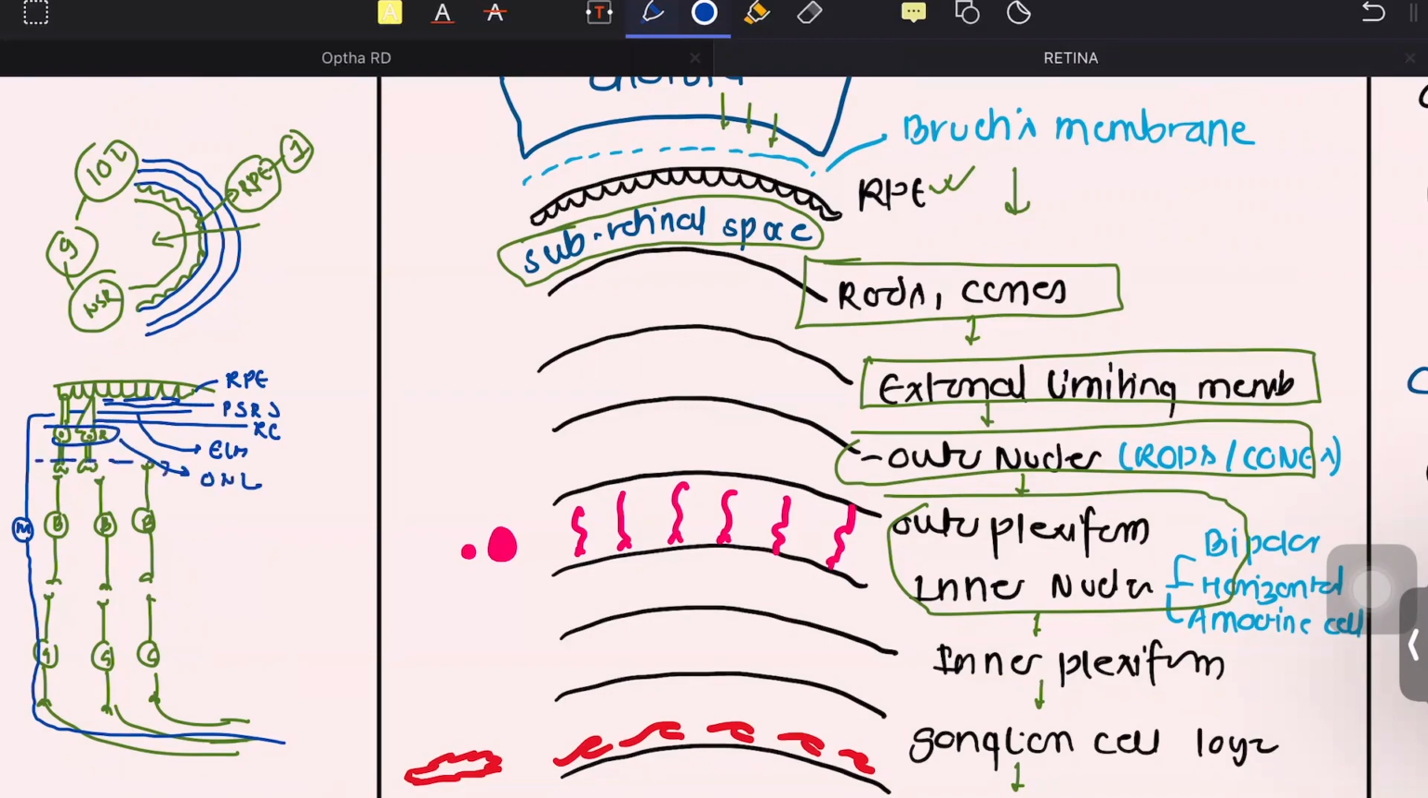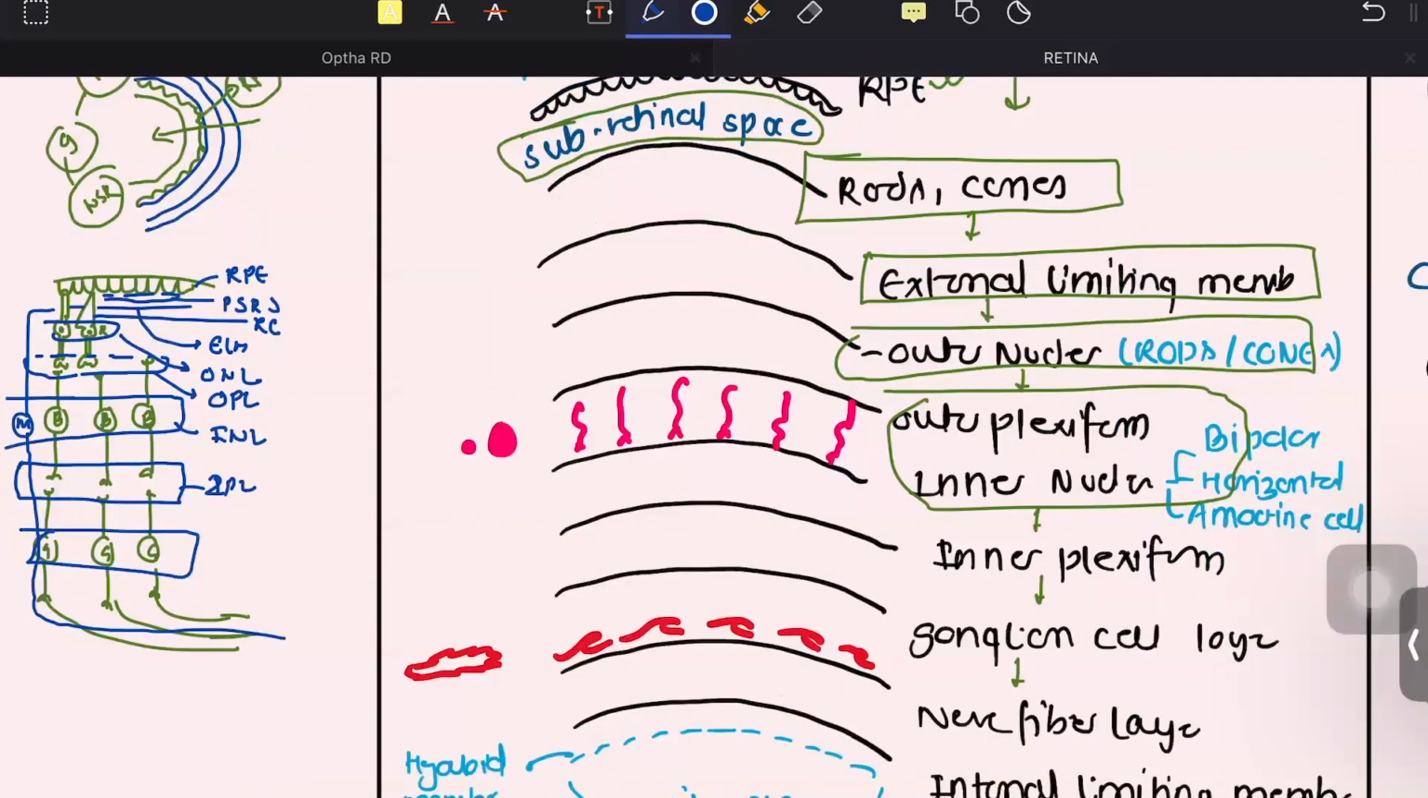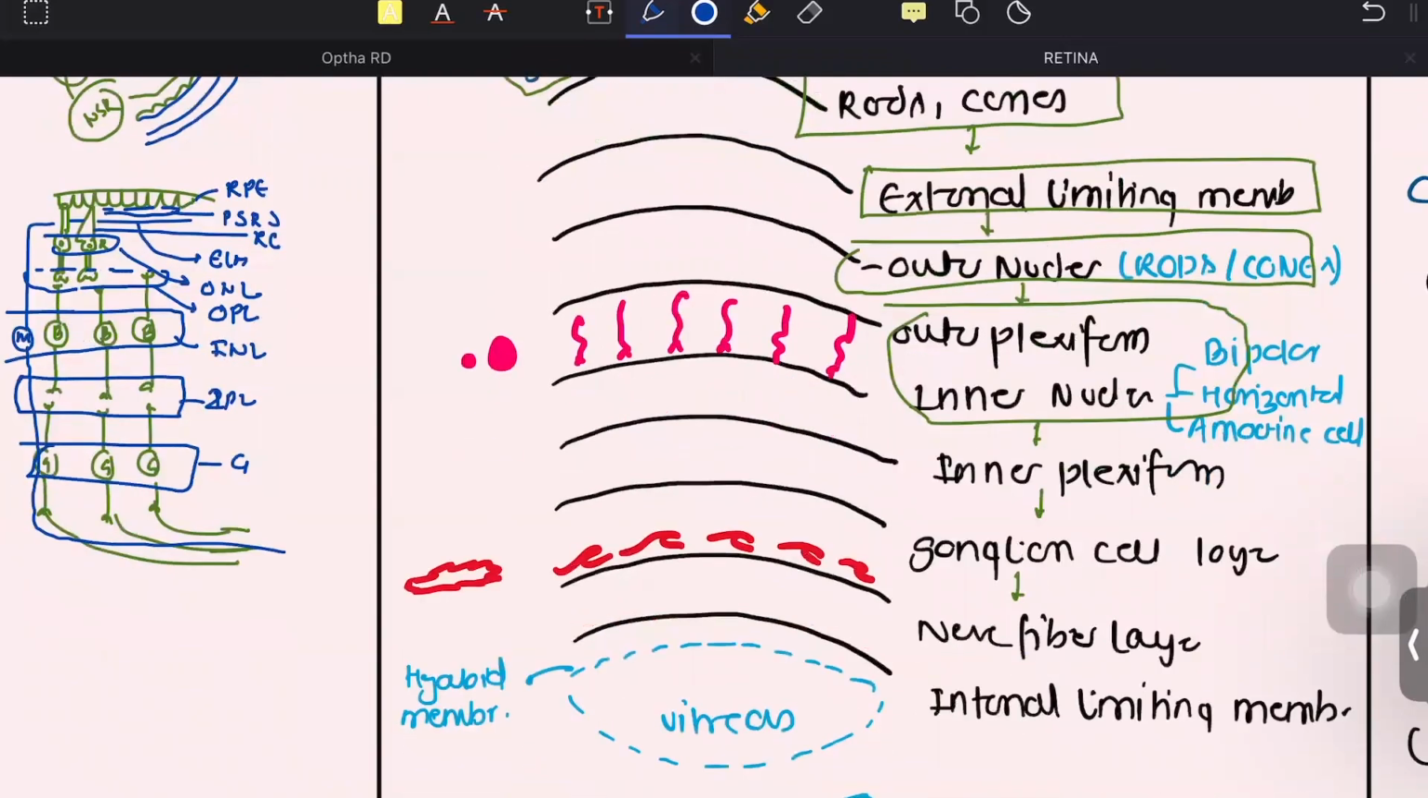As we can appreciate, there is a plexus around this. So this is known as the outer plexiform layer. We can see the layer of the bipolar cells, the nucleus of the bipolar cells. They form the inner nuclear layer. And just inner to that, there is an inner plexiform layer. There is a ganglion cell layer, and inner to that, there is a nerve fiber layer. And just inner to this, there is an inner limiting membrane. So in total, there are 10 layers of the retina, and just inner to this, there is the vitreous.